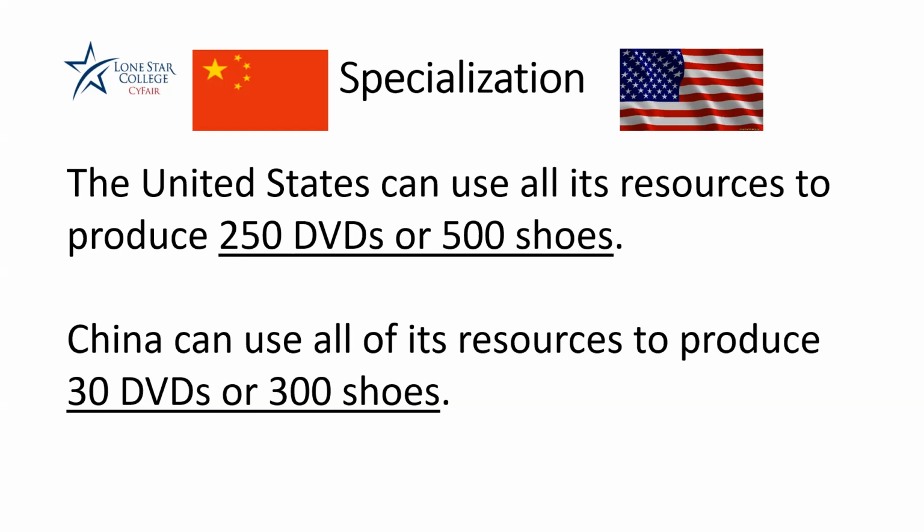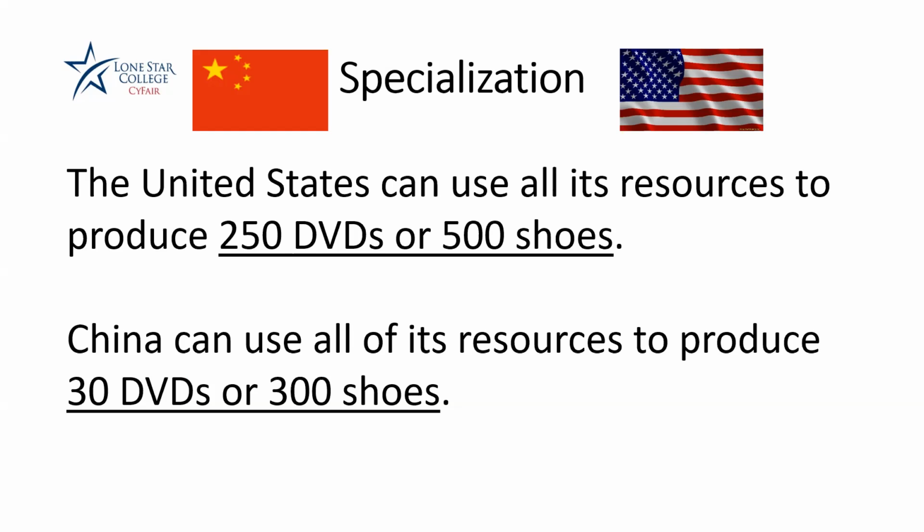But if you calculate the opportunity cost here for shoes, you will see that China actually has lower opportunity cost in making shoes. In other words, China is sacrificing fewer DVDs to produce more shoes. Remember how we defined opportunity cost in chapter 1? Opportunity cost is what you are giving up to gain more. So for China to gain more shoes, China is giving up fewer DVDs compared to the US.